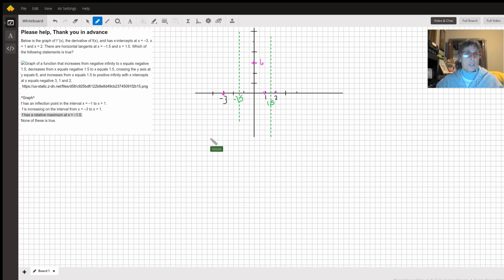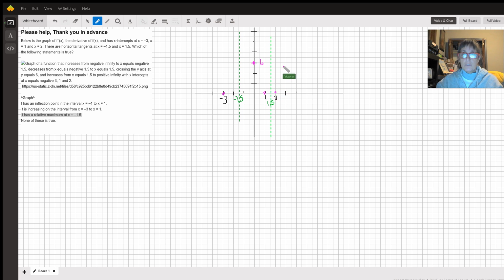And we know that it is increasing from negative infinity to negative 1.5. So that means it's coming up here and hitting a max or a min, but it's going to have to be a max. And then it turns over. It comes up from minus infinity and goes up and hits a maximum, and it turns over and passes through 6, and then it passes through 1, and it hits a minimum, and it passes through 2.